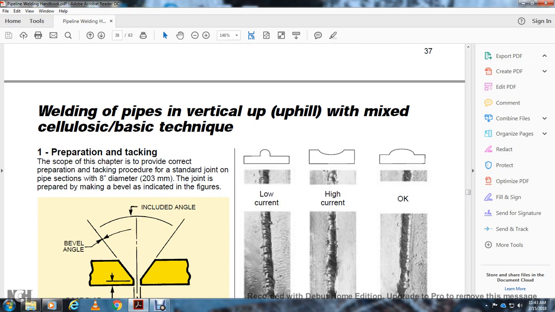Welding pipe in the vertical uphill position with the mixed cellulosic-basic technique. The preparation and tacking. The scope of this chapter is to provide the correct preparation and tacking procedure for the center joint on a pipe section of 8 inches, 203 millimeters.